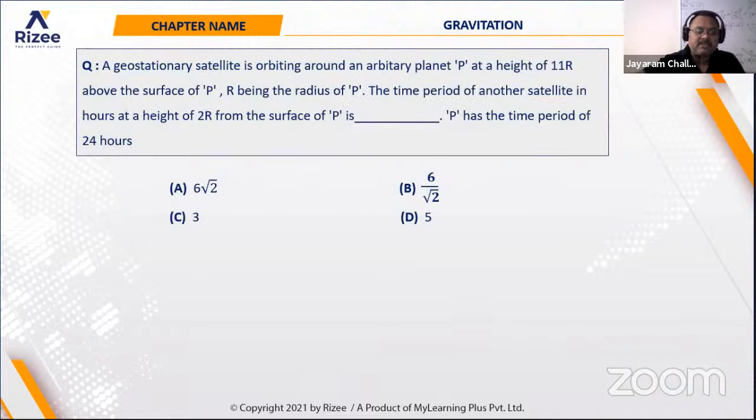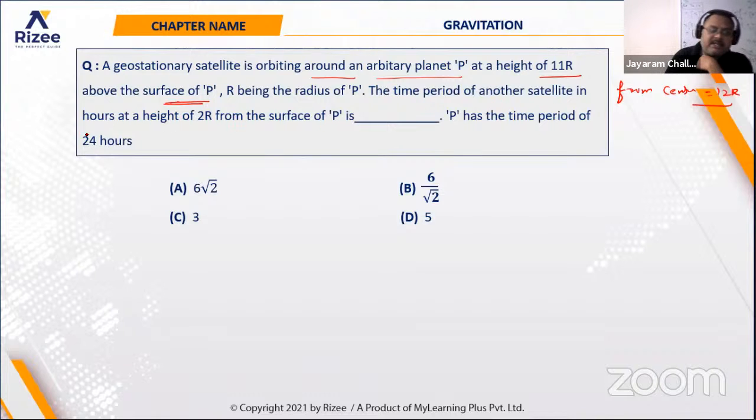Now, if we go for the geostationary satellite question: a geostationary satellite is one which is orbiting around an arbitrary planet at a height of 11 times its radius, which is a huge one. Basically, for Earth it is 36,000 kilometers, that means 6 times the radius; here it is 11 times the radius, above the surface of the planet P. That means from the center of the planet it should be 12R. From the surface it is 11R, from the center it should be 12R.